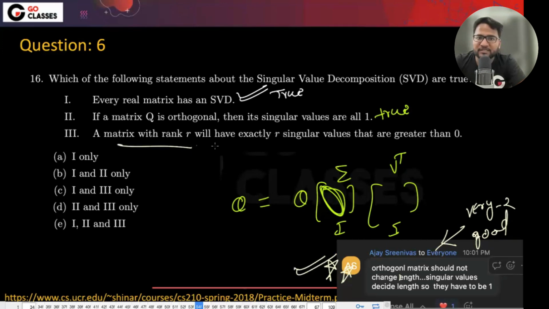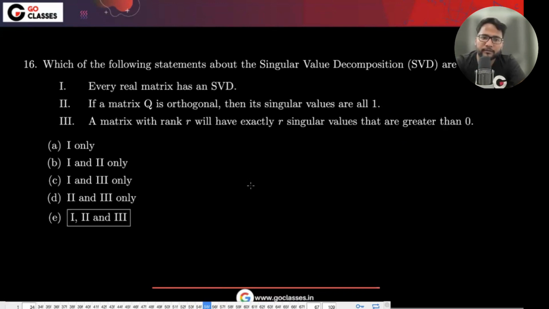A matrix of rank R will have exactly R singular values greater than 0. So, matrix with the rank R. Yeah, I think yes, right? So, 1, 2, 3, all are true.